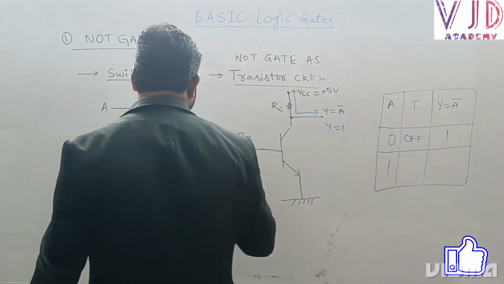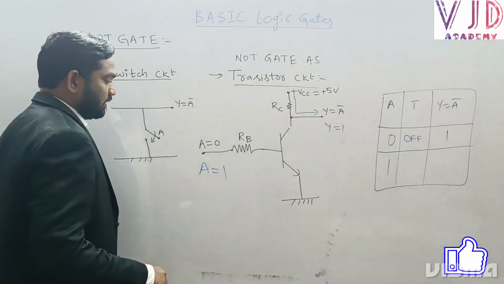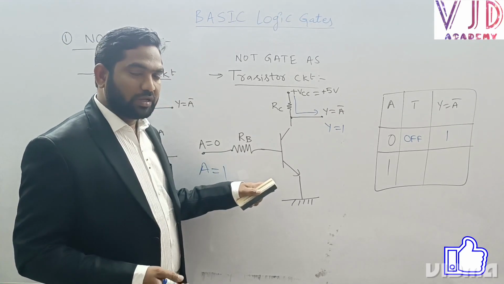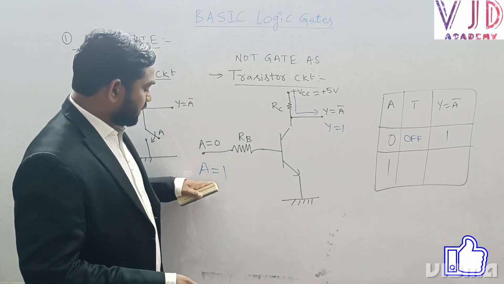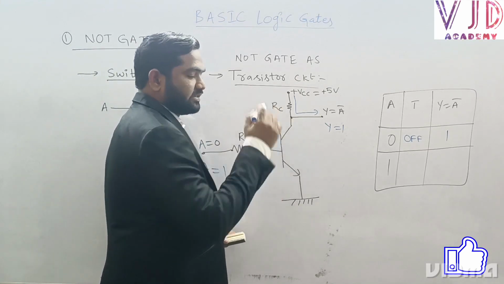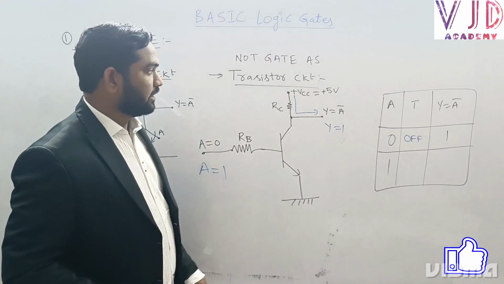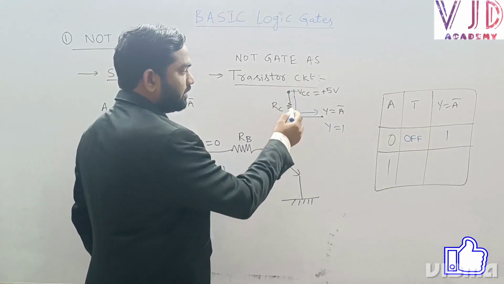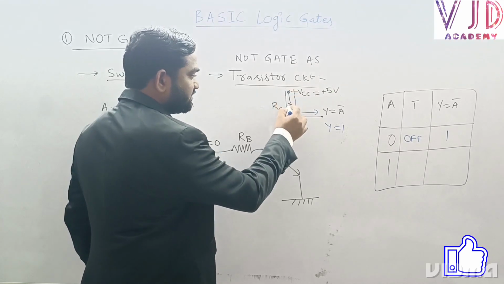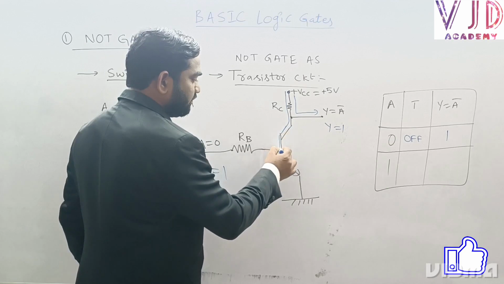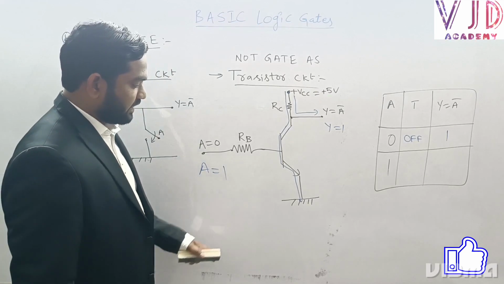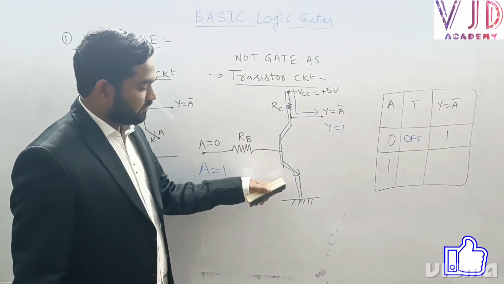And now let me take A equal to 1. The moment when I apply A equal to 1, here the required input voltage for the transistor to turn on, we can say 0.47 volts. Here we are applying more than 0.47 volts. So A equal to 1, automatically the transistor turns on. The moment when the transistor is turning on, the input supply, whatever we are applying here, plus VCC, plus 5 volts, will come directly from plus VCC through RC, and then through the transistor it will go to ground.